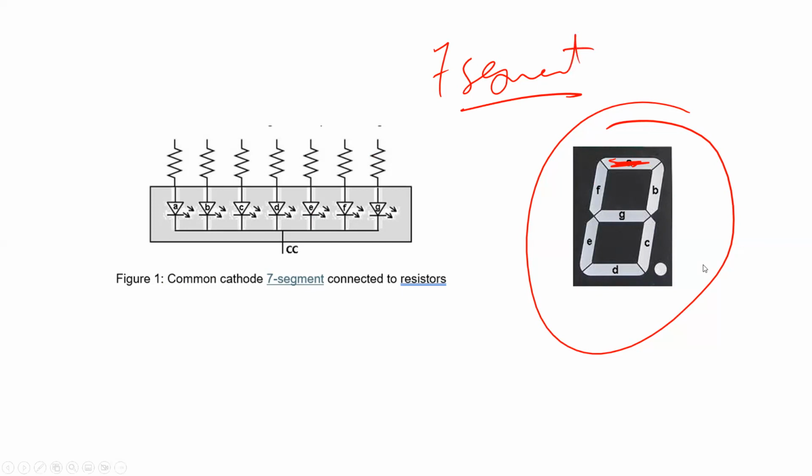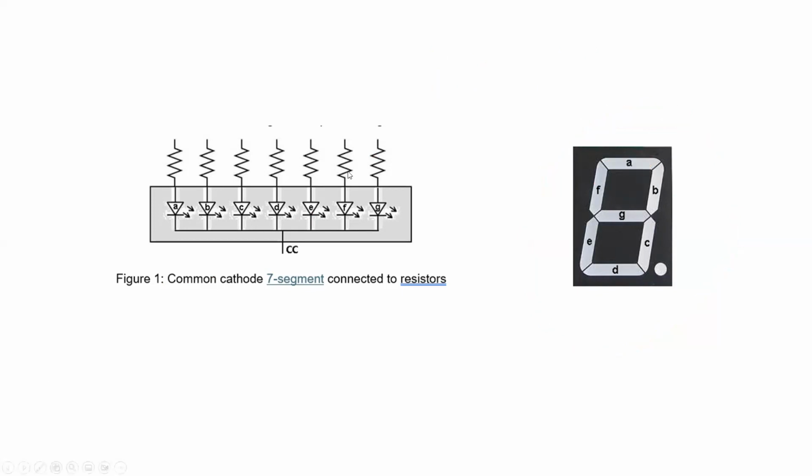Let me explain it slowly first. As you see here, this one has 7 segments. We call these segments A, B, C, D, E, F, G. Every segment is one LED, a separate LED. So you can turn on and off each segment individually. This is the main point.